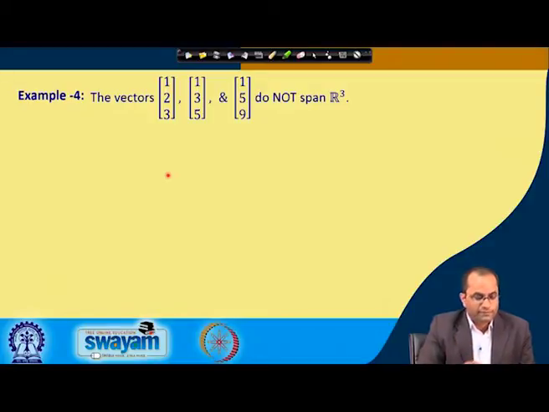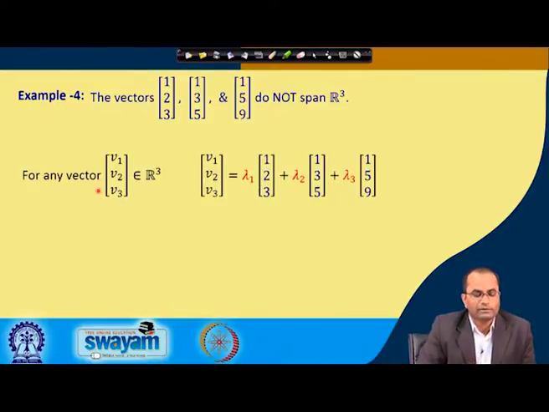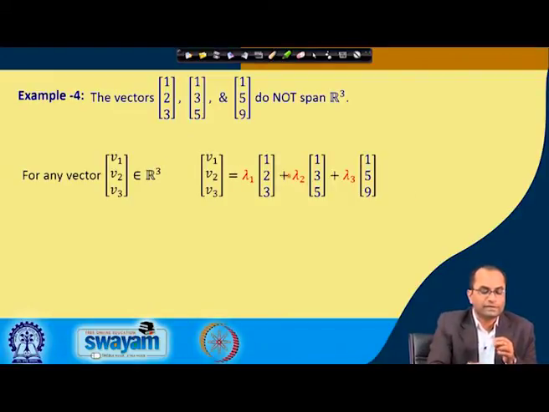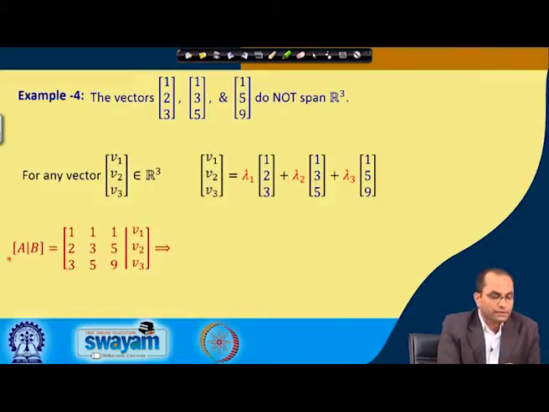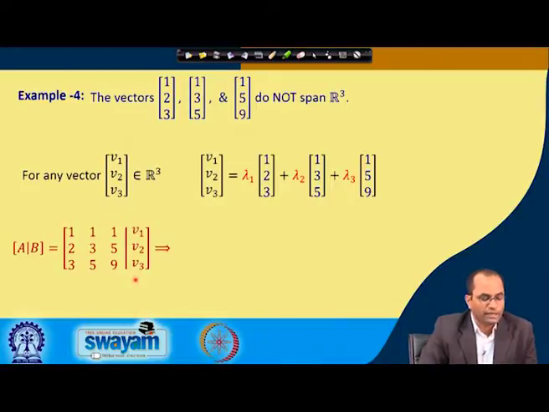How to check this? We will take a general vector (V1, V2, V3) as usual, and we will try to write down this (V1, V2, V3) in terms of lambda 1, lambda 2 and lambda 3. So, lambda 1 with the first vector, lambda 2 with the second vector and lambda 3 with this third vector (1, 5, 9). Writing this in terms of the lambdas, we have the augmented matrix here: the coefficient matrix 1 2 3, 1 3 5 and 1 5 5, with the right hand side V1, V2 and V3. We need to reduce it to the echelon form.